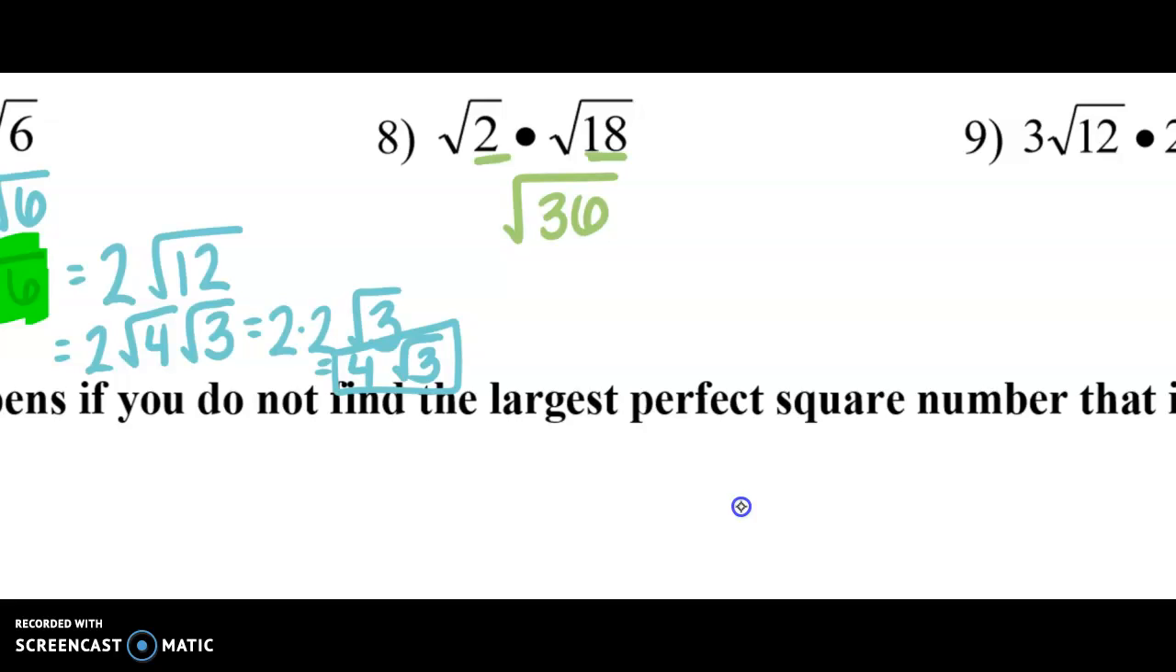It's a good thing we did it this way for this problem because the square root of 36 is just 6. So that would be my final answer. It actually becomes a perfect square there.